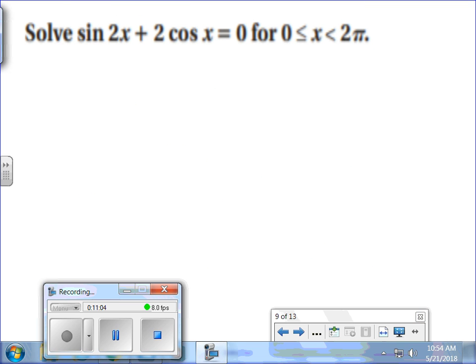Last one. We're going to be doing a little solving on this one, utilizing our zero product property in that process.